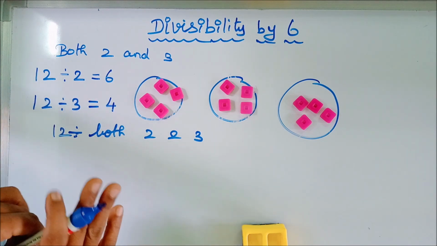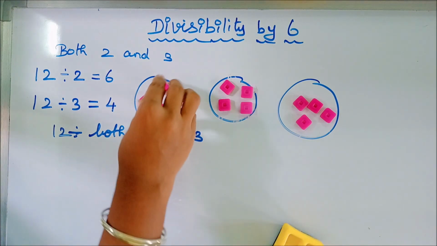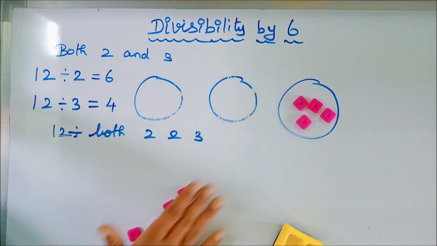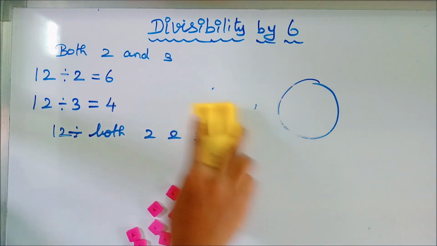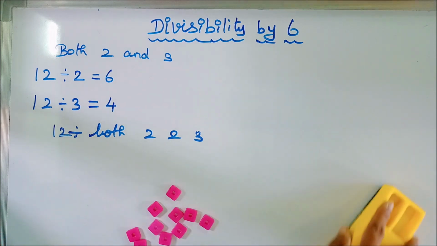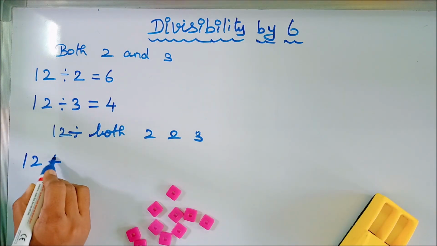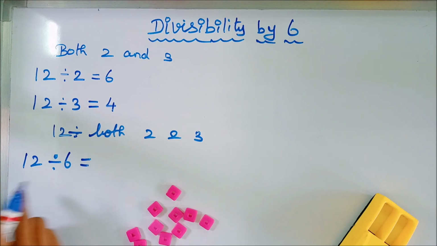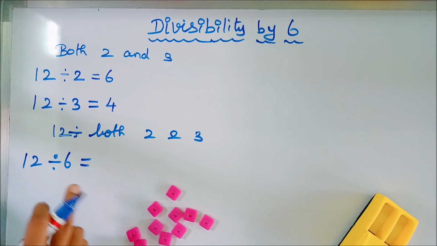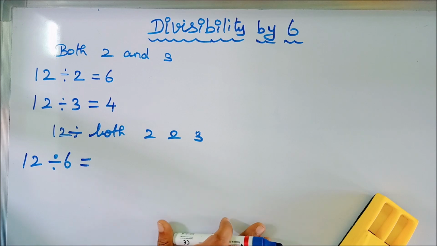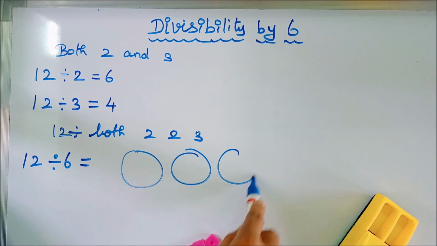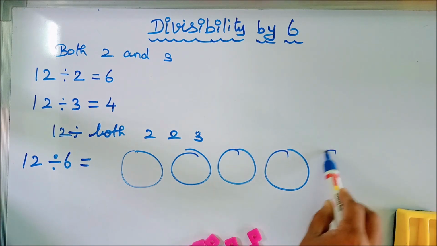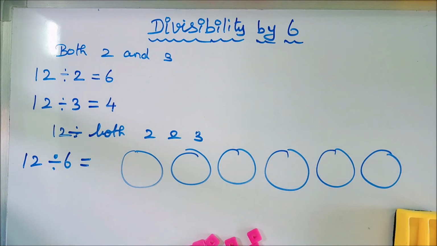Now we can say 12 is divisible by 6. Let us check whether the 12 is divisible by 6 or not. For that we have to divide these 12 shapes into 6 equal parts. Okay, and also we have no remaining shapes. Then only we have to say the 12 is divisible by 6. Let us check. 1, 2, 3, 4, 5, 6.